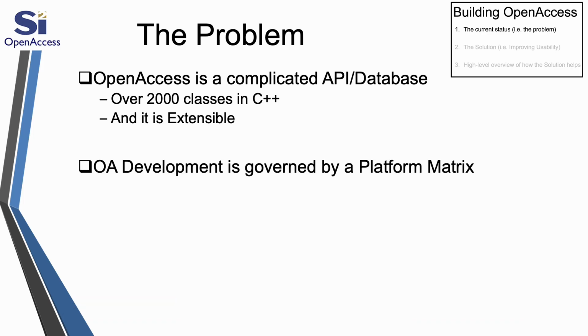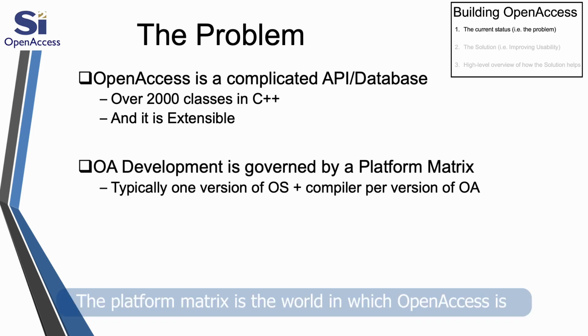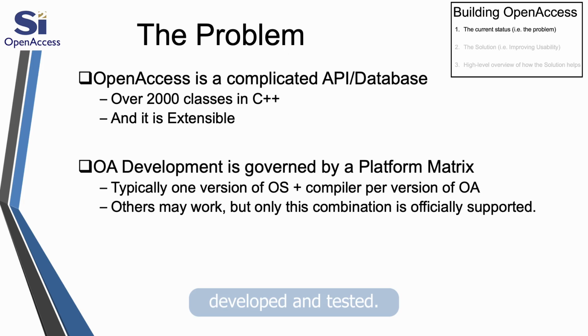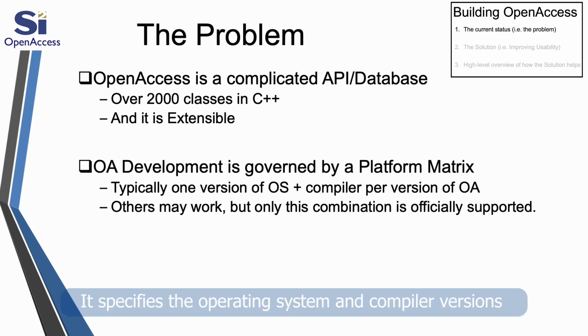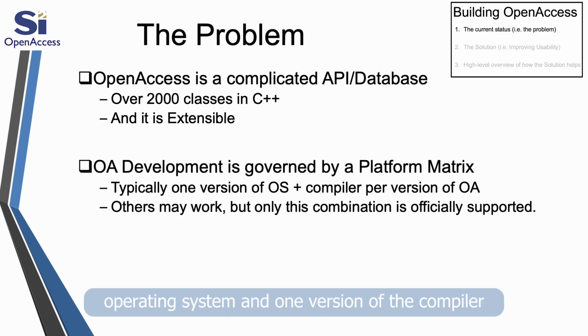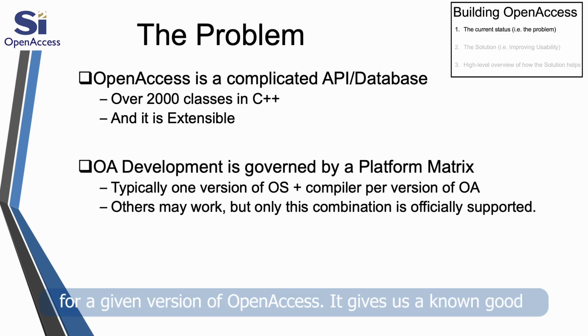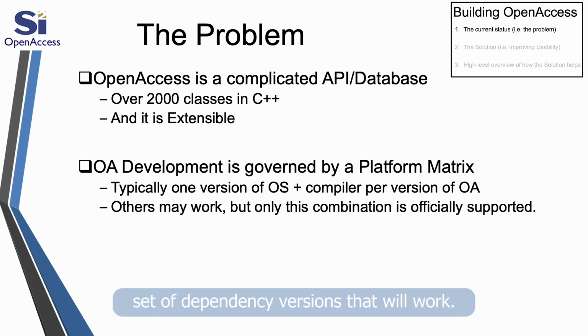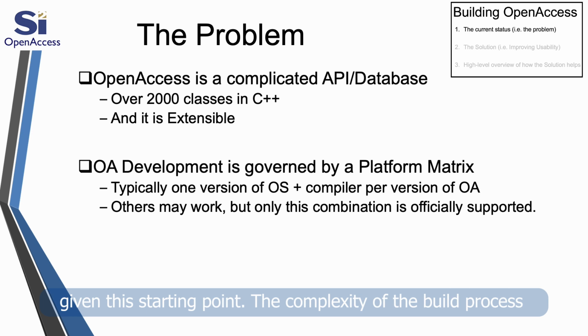OpenAccess source code. The platform matrix is the world in which OpenAccess is developed and tested. It specifies the operating system and compiler versions that should be used to build OpenAccess, typically one operating system and one version of the compiler for a given version of OpenAccess. It gives us a known good set of dependency versions that will work. Other configurations can be tried given this starting point.